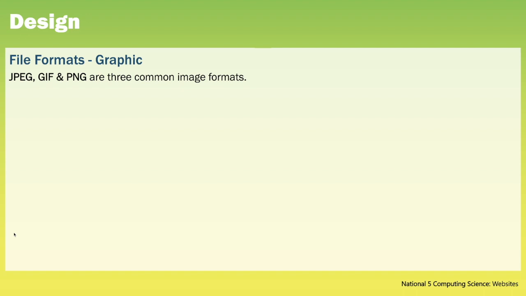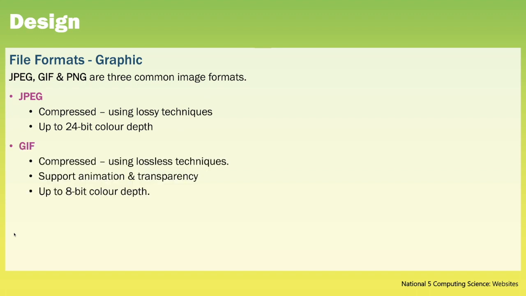JPEG, GIF and PNG are three common image formats. JPEGs are compressed using lossy techniques and have a colour depth of up to 24 bits per colour. This means that a JPEG can store up to 16,770,216 colours. GIFs are compressed using lossless techniques and support both animation and transparency.